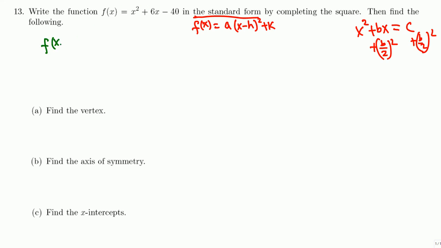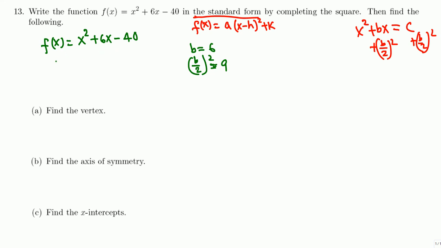The function is given x squared plus 6x minus 40. Now this is x squared plus bx. In our case, b is 6. So half of b, squared, means half of 6. Half of 6 is 3. 3 squared is 9. So we need to add 9 to complete the square.